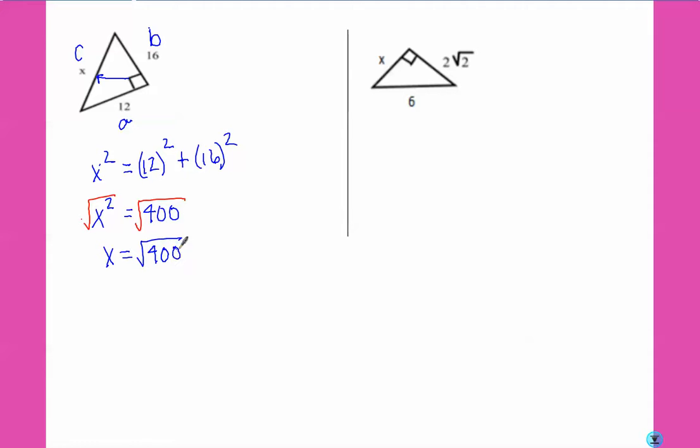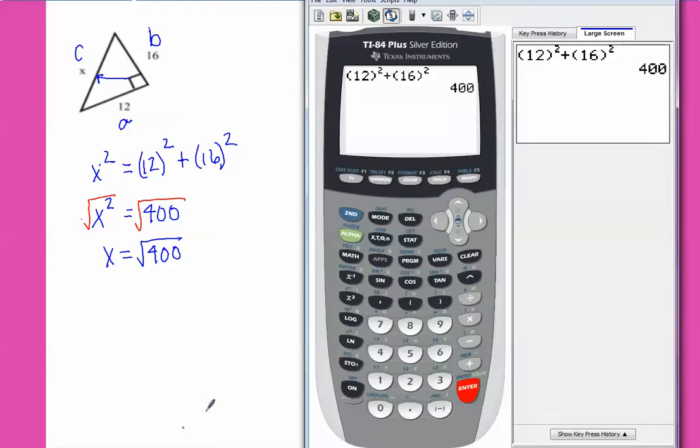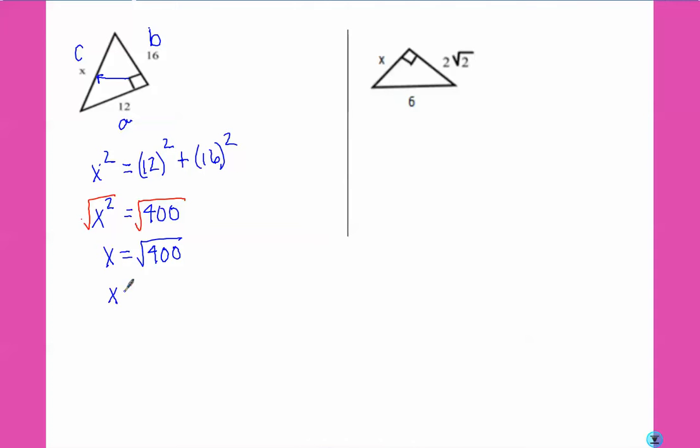Now we need to simplify this the best we can. So we need to see if 400 is a perfect square. So let's see, square root of 400, not 4,000, 400, and it comes out to 20. So it was a perfect square. So x equals 20, and that's all we need to do.